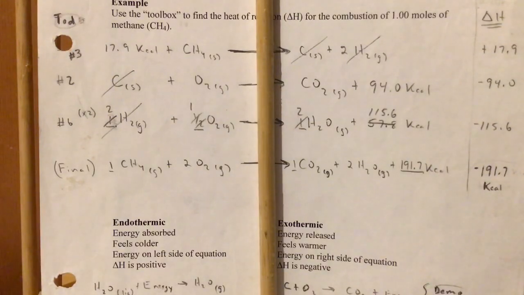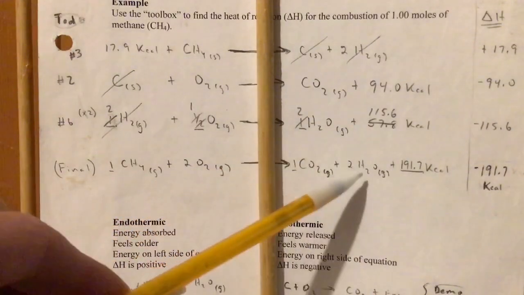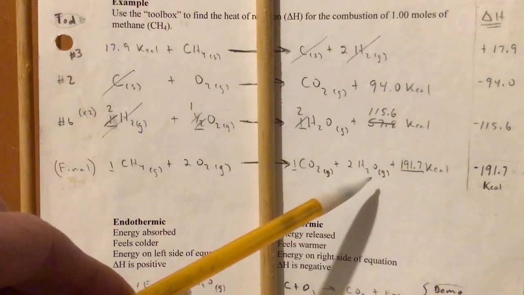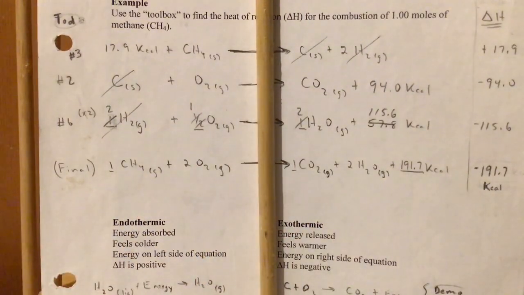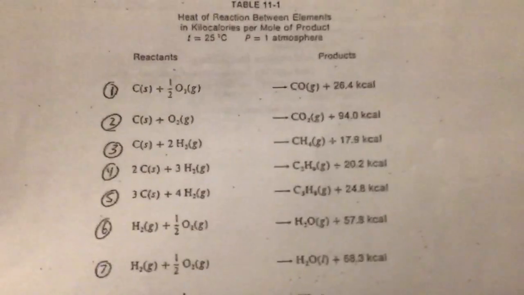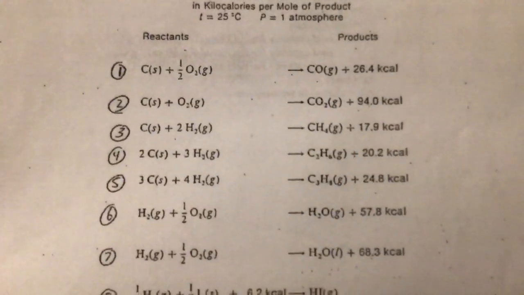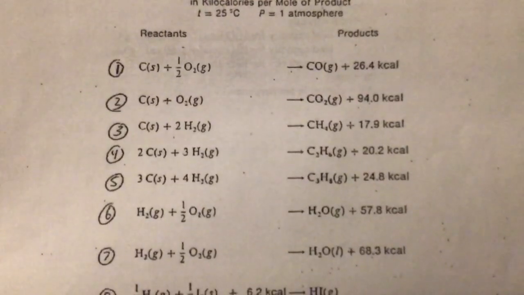Okay. Now the next compound is 2H2O, and it's 2H2O as a gas. So I'm going to look for H2O as a gas in my toolbox. And I see number 6, I got H2O as a gas, number 7 H2O as a liquid. I want to pick number 6.